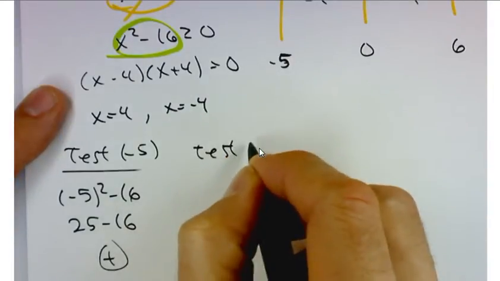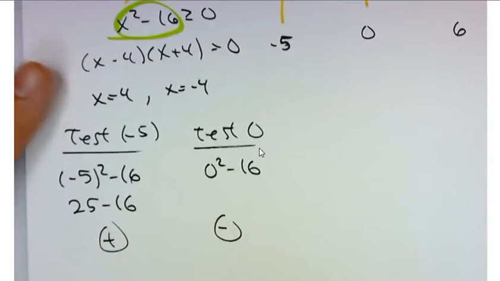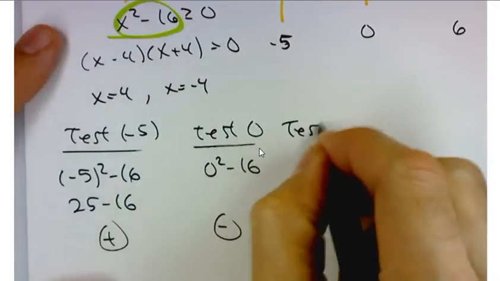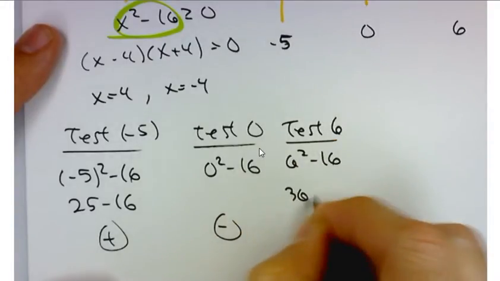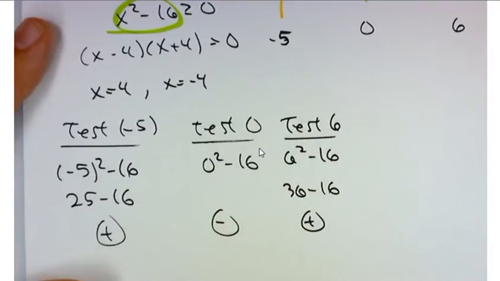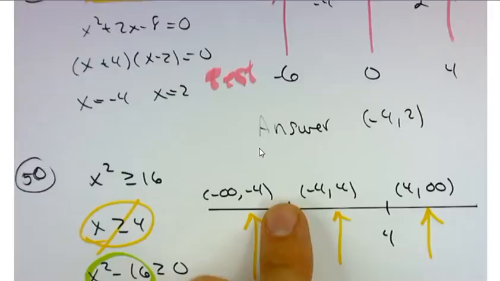If I test 0, 0 squared minus 16, negative, right? Again, you don't have to think about this one. And the last one is we're going to test 6, 6 squared minus 16, 36 minus 16. Again, positive. You don't need the numbers. If you want to come up with the numbers, that's great. If you want to plug it into your graphing calculator, that's great too. But all we need is positive, negative, positive. So let's put that up here with our intervals.